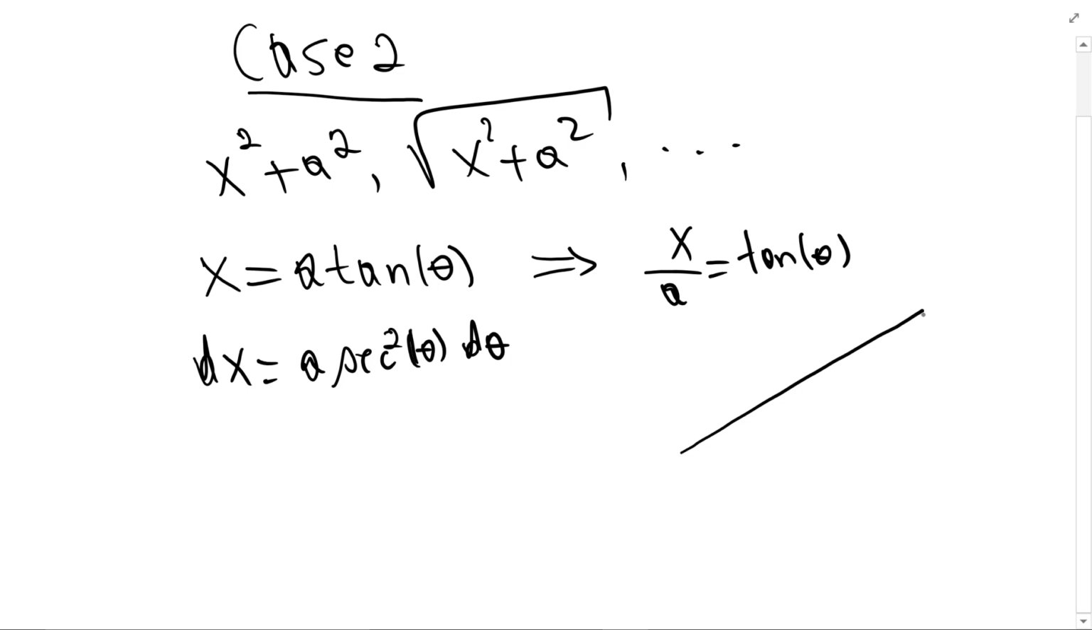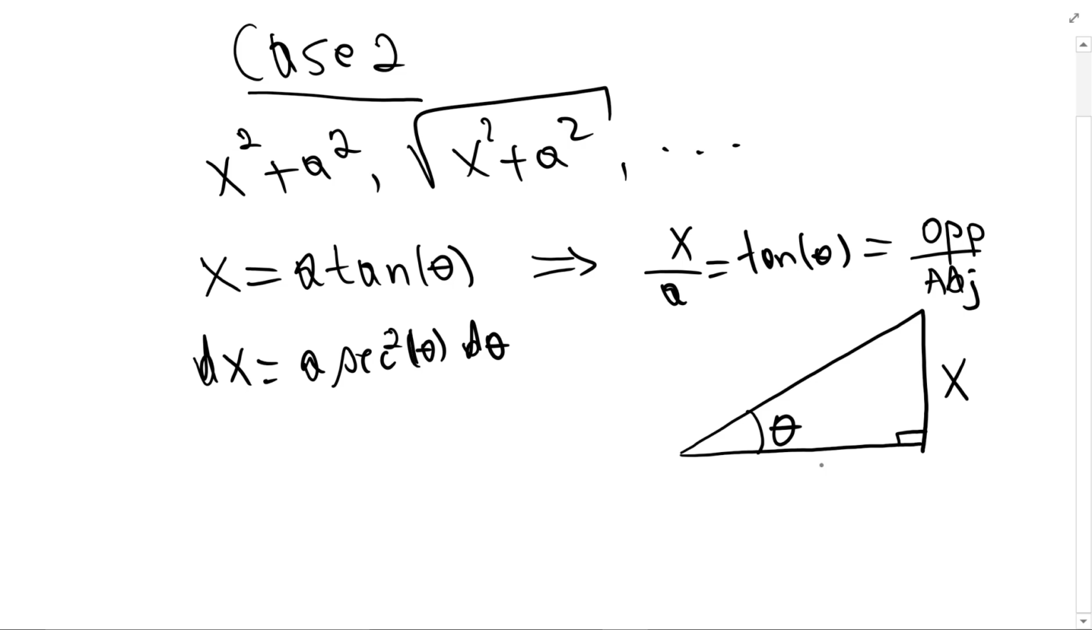Now the right triangle is this. We're going to say this angle is theta. We know by definition tangent is opposite divided by adjacent. So the opposite side is x, the adjacent side is a. Using the Pythagorean theorem, we can find the hypotenuse by squaring x, adding it to the square of a, and then taking the square root. So hence we have a right triangle, and we're going to use it to change the theta expression back to an x expression.